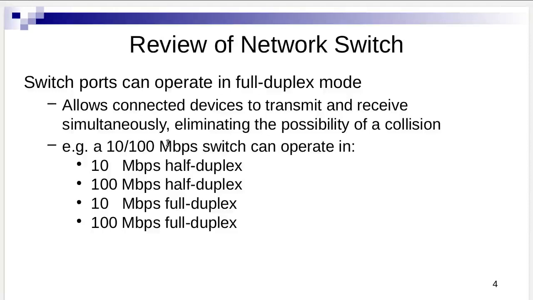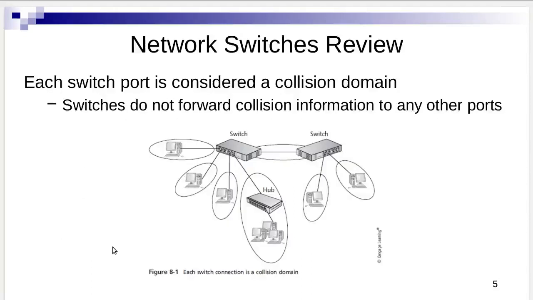If you take, for example, a 10-100 megabit per second switch, it can operate at 10 megabit per second half duplex, that is only sending or only receiving at any given time, or 100 megabit per second half duplex, or 10 megabit per second full duplex, that is sending and receiving at the same time, or it can do full speed 100 megabit per second full duplex, sending and receiving at this bit rate. Okay. So remember that the nice thing about switches is that when you have a LAN station connected to the switch, there are no collisions in that scenario.